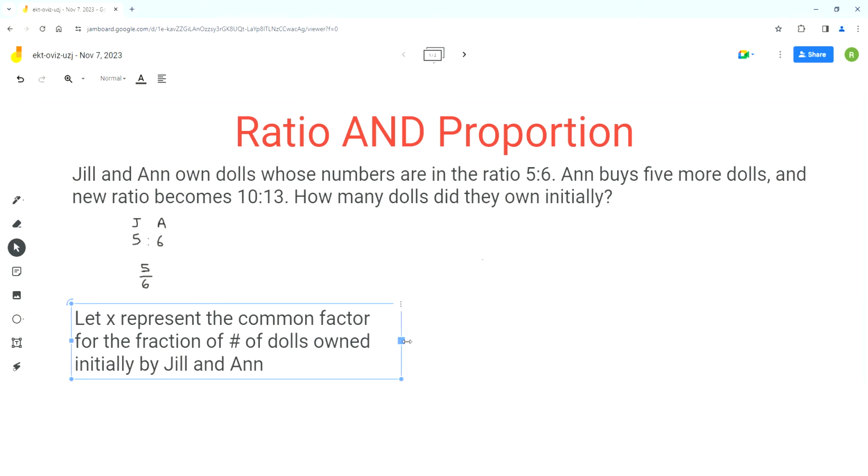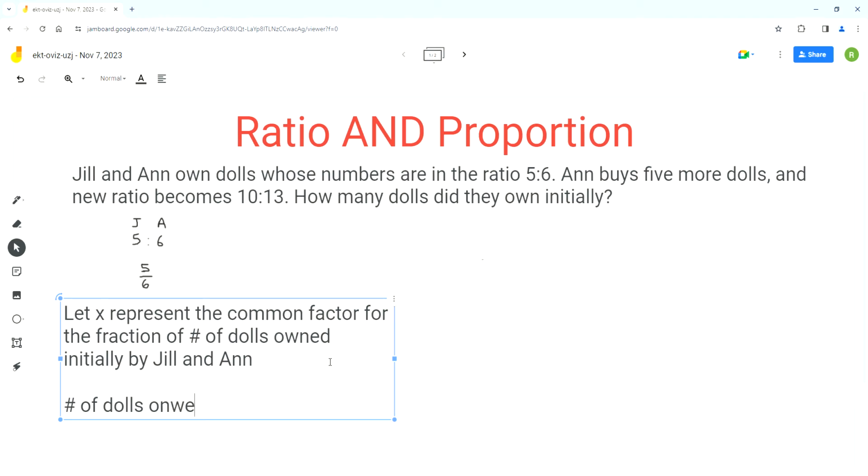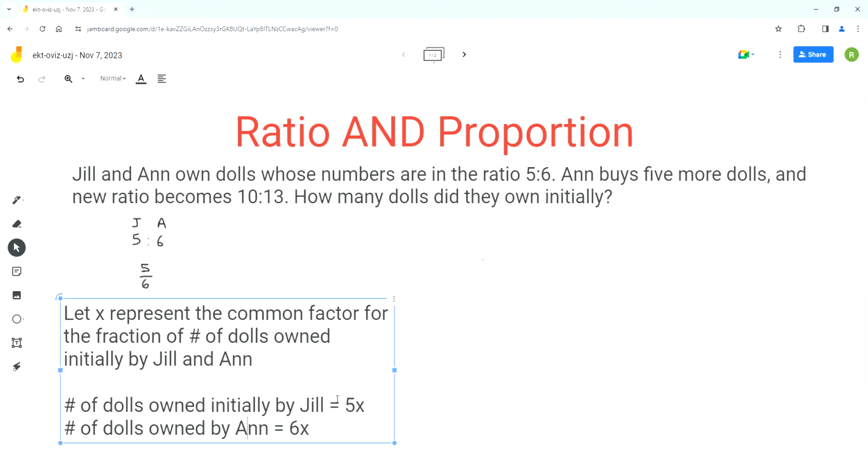So that means we can use this variable x to write the number of dolls Jill and Anne owned initially. So number of dolls owned by Jill is equal to 5x, and number of dolls owned by Anne initially is equal to 6x. So I'll use the word initially here so that there's no confusion about that.